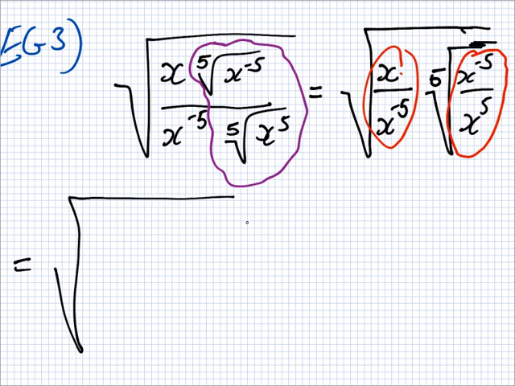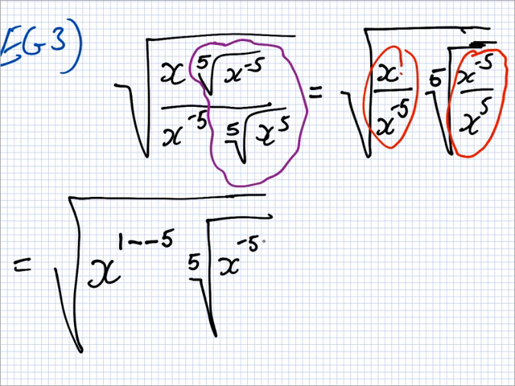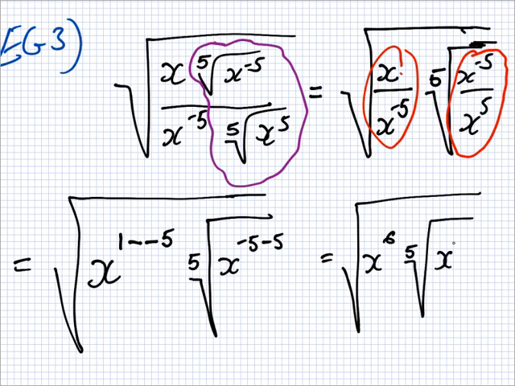Listen. So here, these two are being divided. So what rule can I use? Which number? 2. And these two are being divided, so I'll use 2 again. So just be careful now, because this will be x^1 minus 5. And then this is fifth root x minus 5 minus 5. So this is root x^6, fifth root x minus 10.